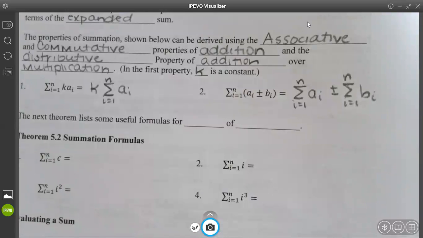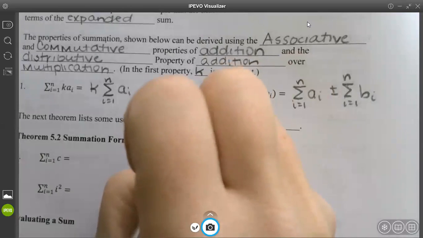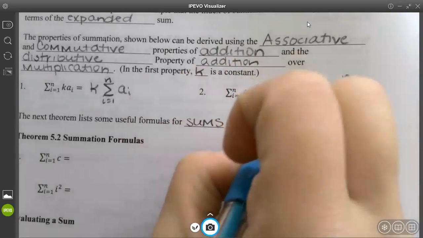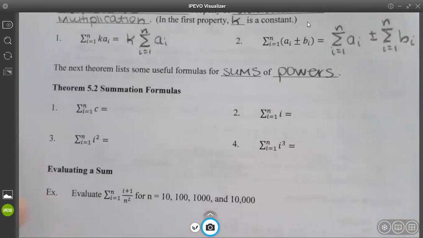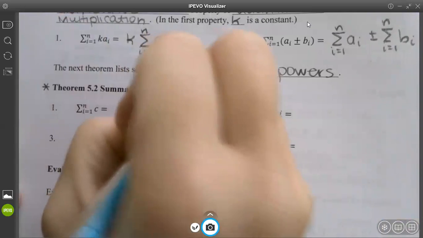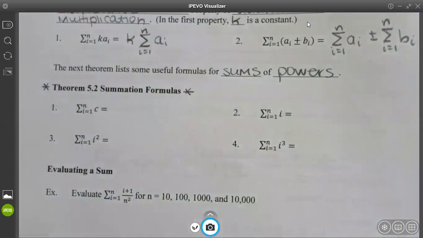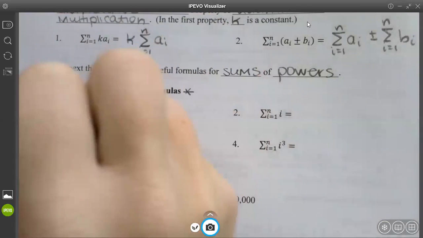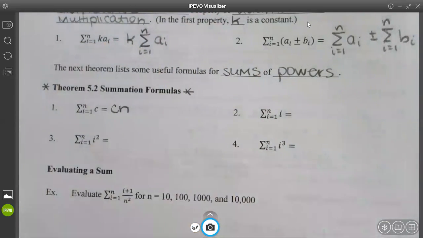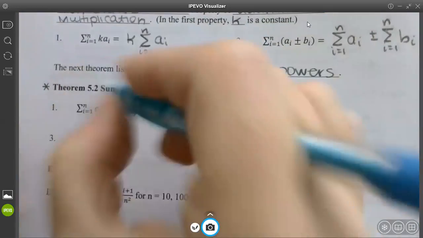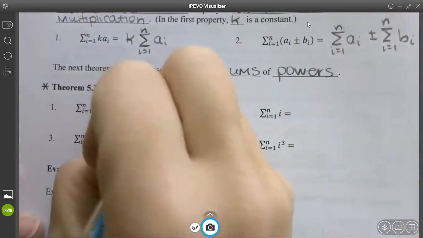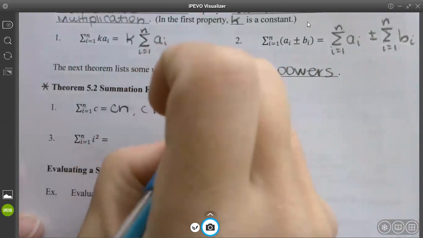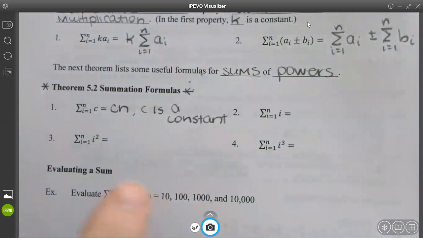The next theorem lists some useful formulas for sums of powers. And like I said, these are very important, so we'll keep referencing back to them. The summation of a constant is going to be Cn, where C is a constant. So anytime they ask you to do the summation of two, it's going to be two times whatever your n or your upper bound is.